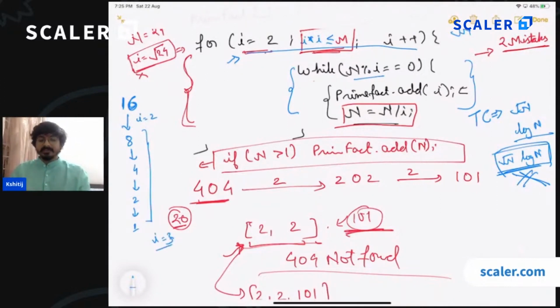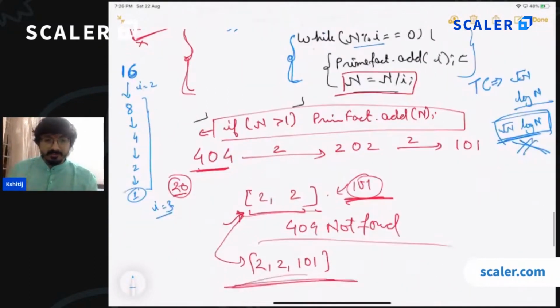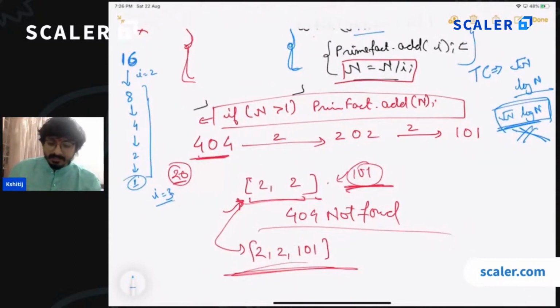how many times is the inner loop going to run? For 3, how many times is the inner loop going to run? 0 times, right? The inner loop is not going to run because this has already been reduced to 1. If this has already been reduced to 1, now this inner loop will never run again. For 3, the number of iterations is going to be 0. For 4, the number of iterations is going to be 0, right?